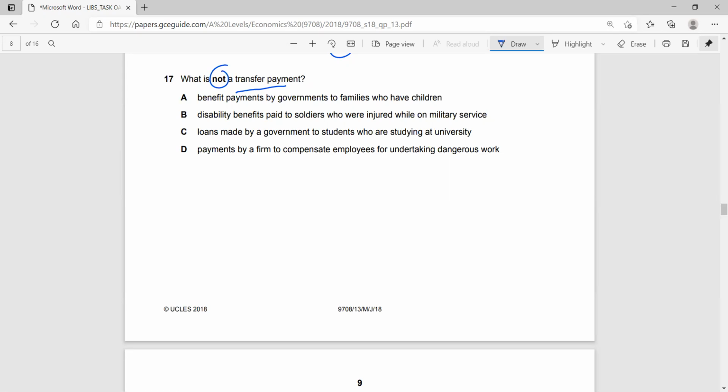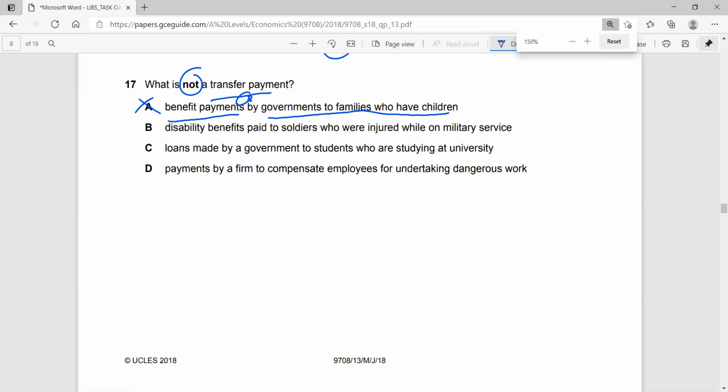So what's not this? Benefit payments by government to families who have children is a transfer payment, so we can cross it out because it's just being paid based on social or humanitarian grounds. You don't get any economic good or service directly in return. Like there's a benefit, the children could grow up and then become productive members, but the point being you don't get anything as part of a contract of giving the payment. Disability benefits paid to soldiers who were injured while on military service. So that's again, you're not getting anything directly back in return. It's just something you're doing out of social reasons.